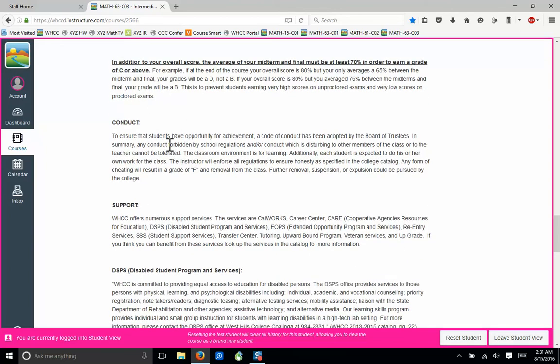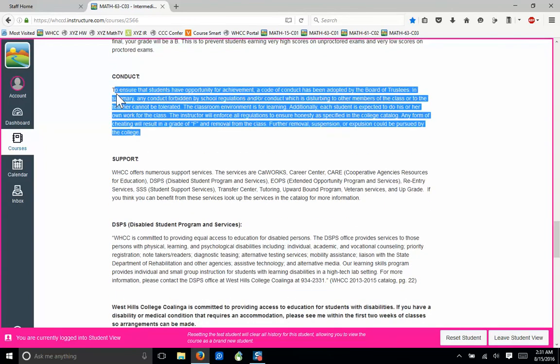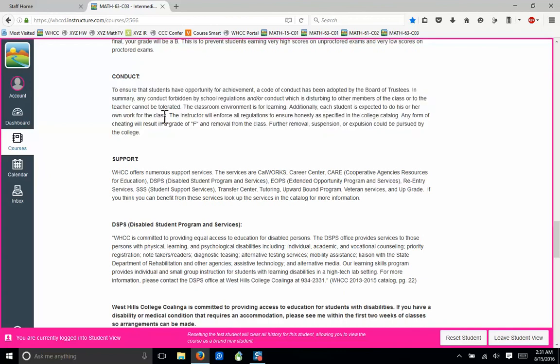All right. Conduct just means if you're caught cheating or doing other stuff that is not tolerated, I have grounds to drop you with an F, and then maybe possible removal, suspension, or expulsion by the college.